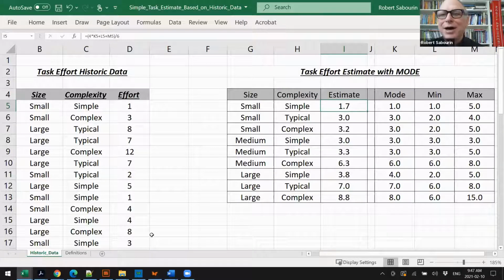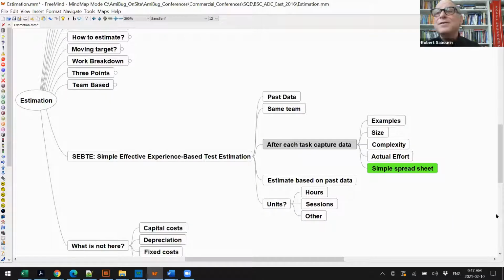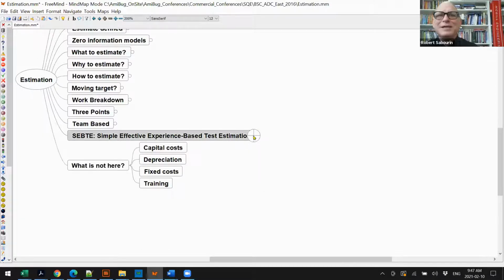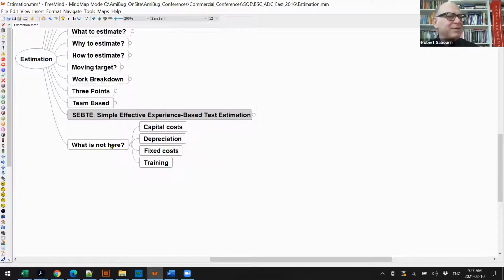Back to my mind map. If I can find it again here, just a second. All right, so I told you the units. I like to use sessions, but you can use whatever units you want, person hours, etc. It's an estimate based on past data. It's trivial to collect, easy to use, and because it's trivial to collect and easy to use, I've found it sticks. So methods like this stick, but it's not everything for everybody.